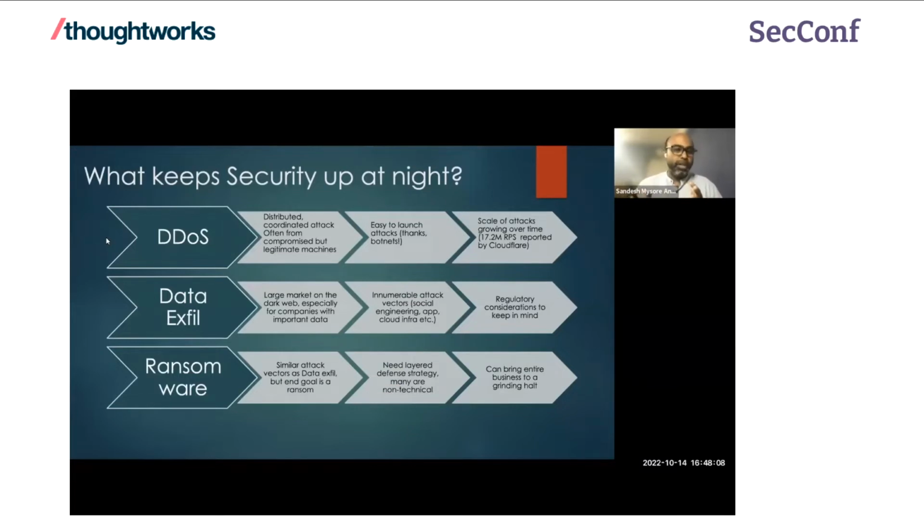There are innumerable attack vectors for data exfiltration, right? There are many different ways from which you can launch a data exfiltration attack, etc. And we'll talk about some of that later today as well.